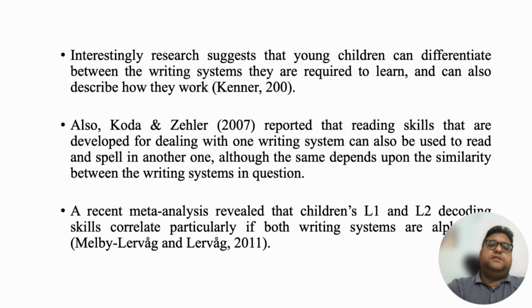Interestingly, research has suggested that young children can differentiate between the writing systems they are being taught, and they are also good at describing how these things work. Also, Koda and Zeller reported that reading skills developed for one writing system can be used to read and spell in another one, which again depends upon the similarity between the two.